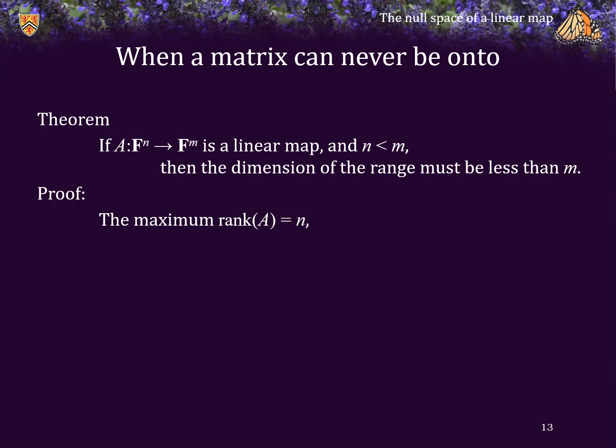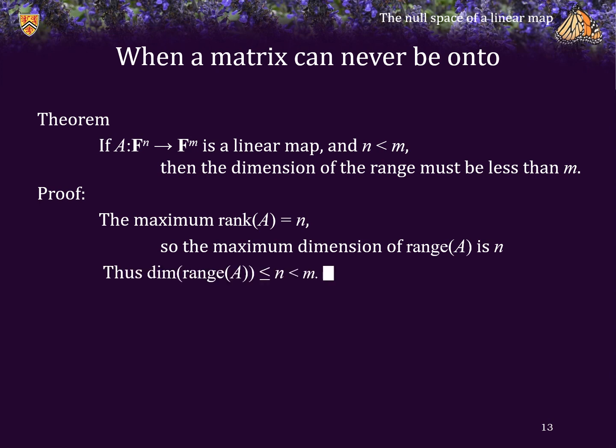Proof: the maximum rank of a matrix is the number of columns in the matrix. So the maximum rank is n. Therefore, the maximum dimension of the range is n, as the range can have at most n linearly independent vectors.